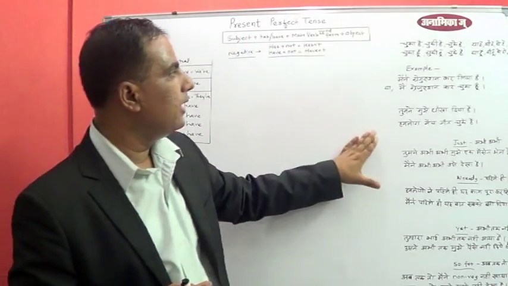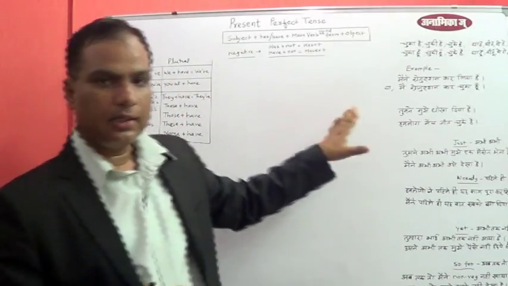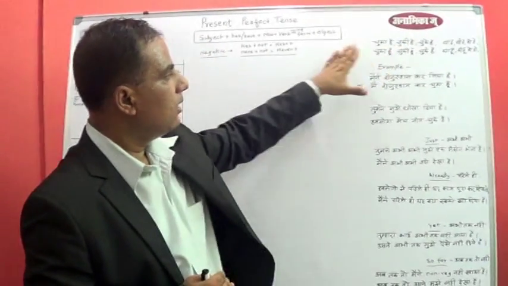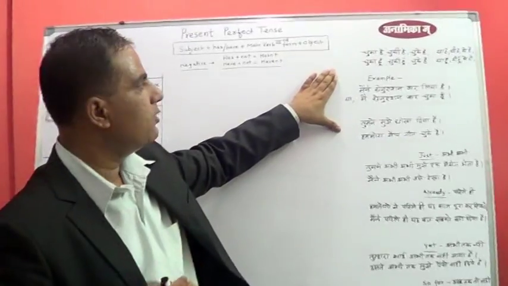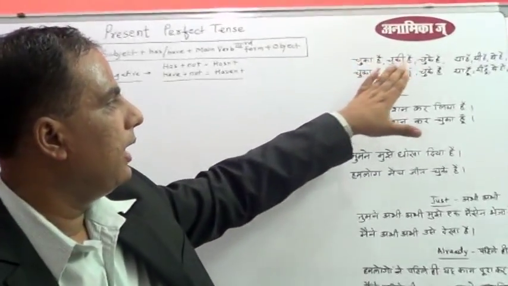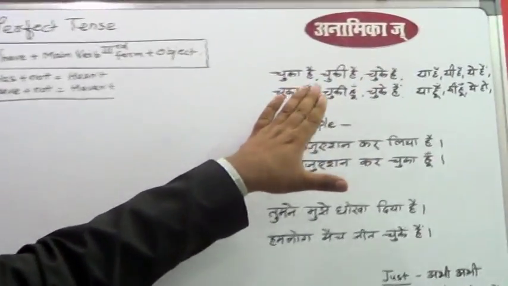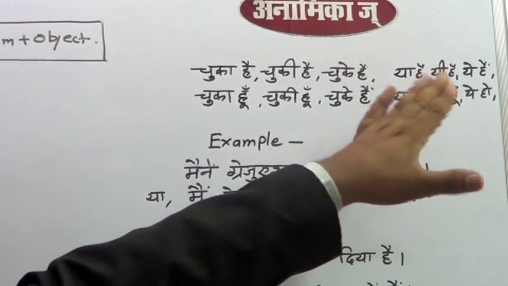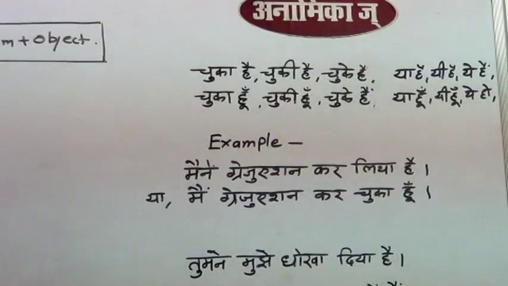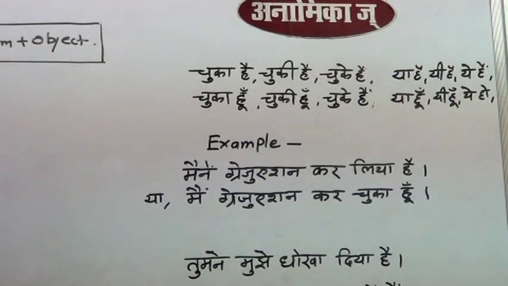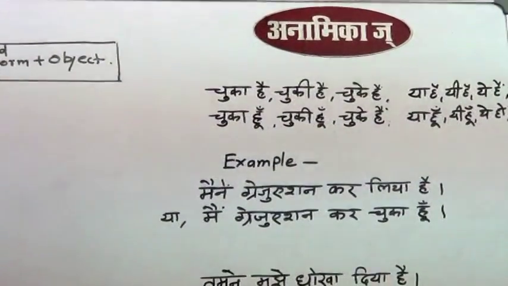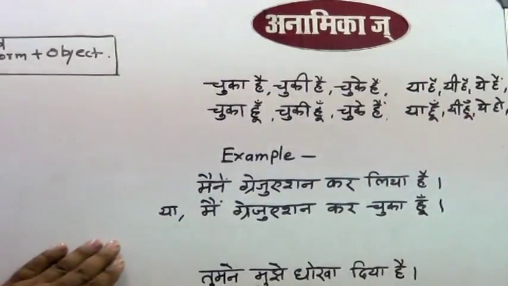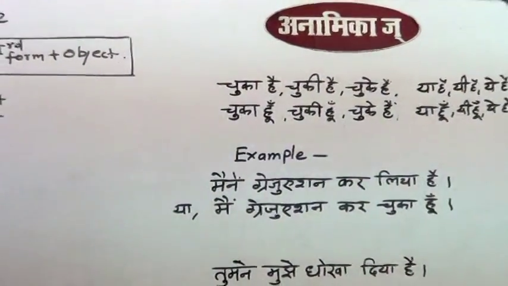अब इसको पहचानने के हमारे पास कुछ तरीके हैं. For instance, अगर किसी सेंटेंस में चुका है, चुकी है, चुके हैं, चुका हूं, चुकी हूं, चुके हैं, या है, ये है, ये आता है, तो वो सेंटेंस प्रेजेंट परफेक्ट टेंस का ही होगा. So that is how you can identify the action of this tense.